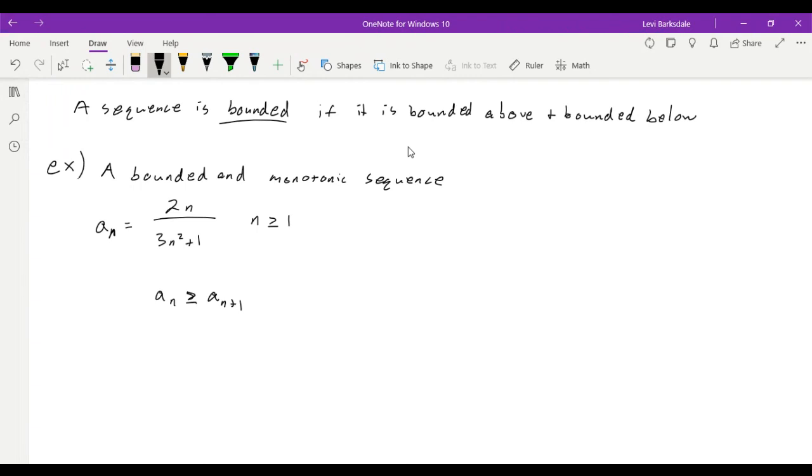What that means is that my current term should be bigger than or equal to my next term. Well, in order to show that, I need to find out what my next term is, in terms of n plus 1, in terms of n. So I simply plug in an n plus 1 wherever I see an n, and that gets me 2n plus 2 over 3n squared plus 6n plus 4 as my a sub n plus 1. And then I simply plug this into my inequality: a sub n is bigger than or equal to a sub n plus 1.